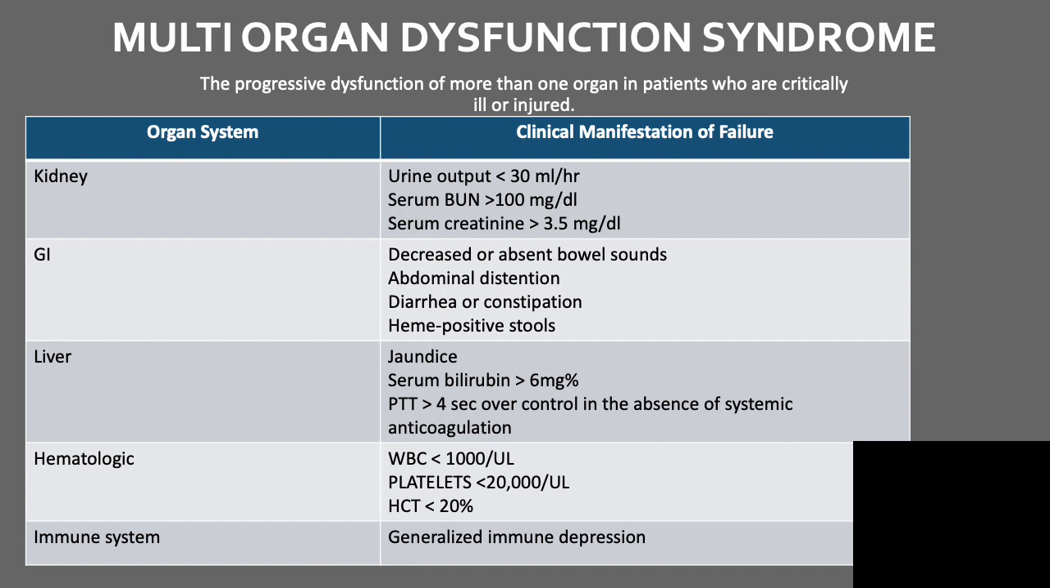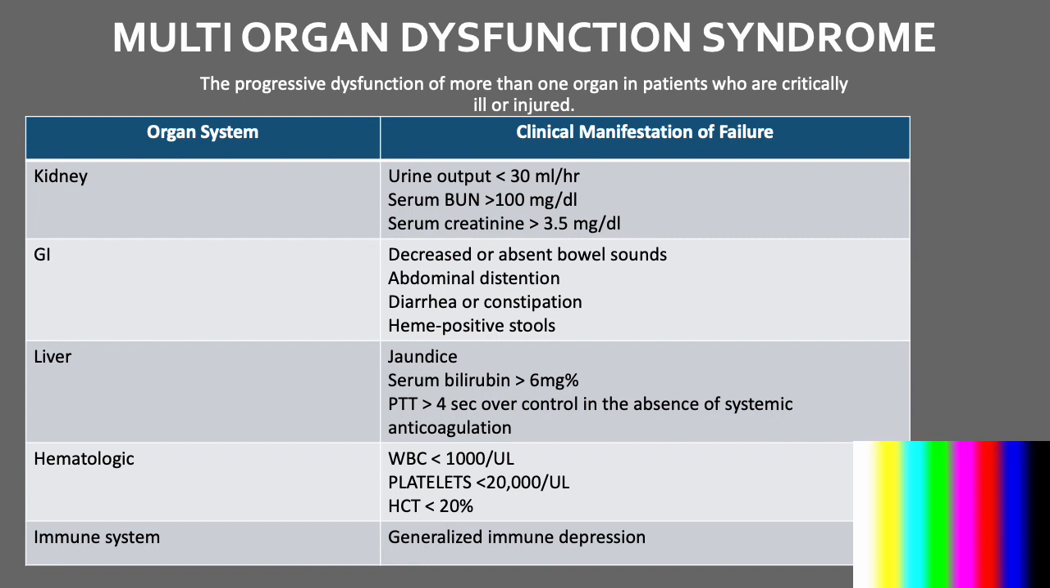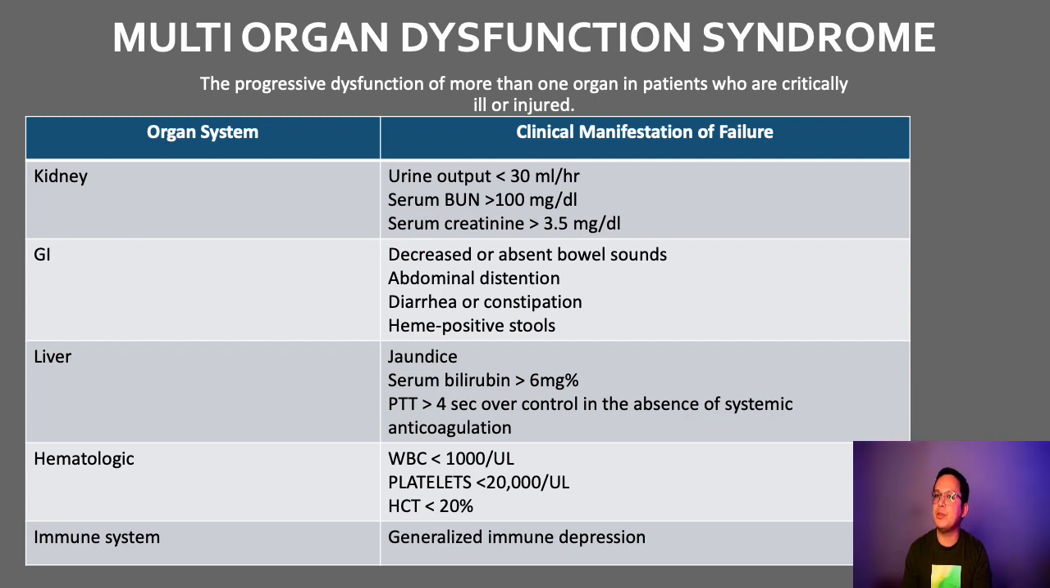The kidney. A nurse will observe that in patients with MODS, urine output is less than 30 ml per hour. Serum BUN is greater than 100 milligrams per dL, and serum creatinine is greater than 3.5 milligrams per dL. The kidney function is failing.